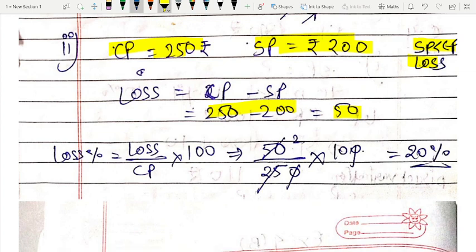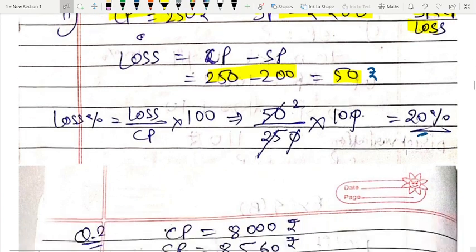So 250 minus 200, we will get 50 rupees. Now the loss percentage will be loss upon cost price. We know that loss is calculated on the cost price, so in the denominator we will write the cost price, and the numerator will be the loss, and multiply by 100 to find the percentage. So 50 is the loss, 50 rupees, and 250 is our cost price. Multiply by 100, you will get the answer 20%.